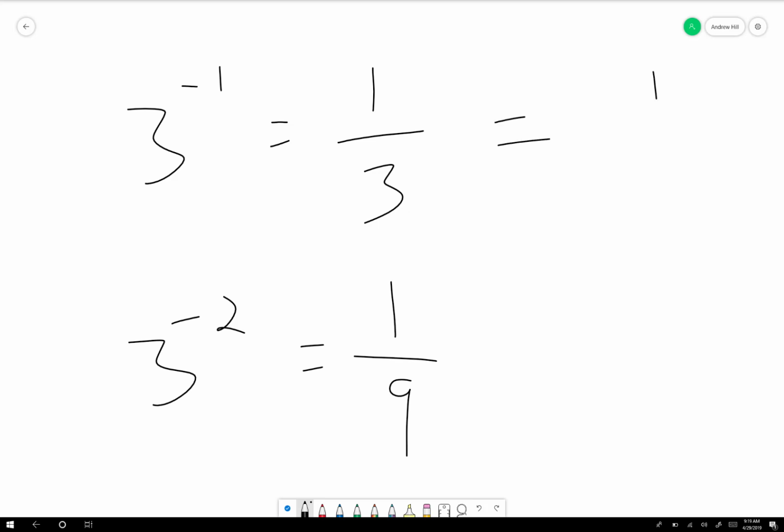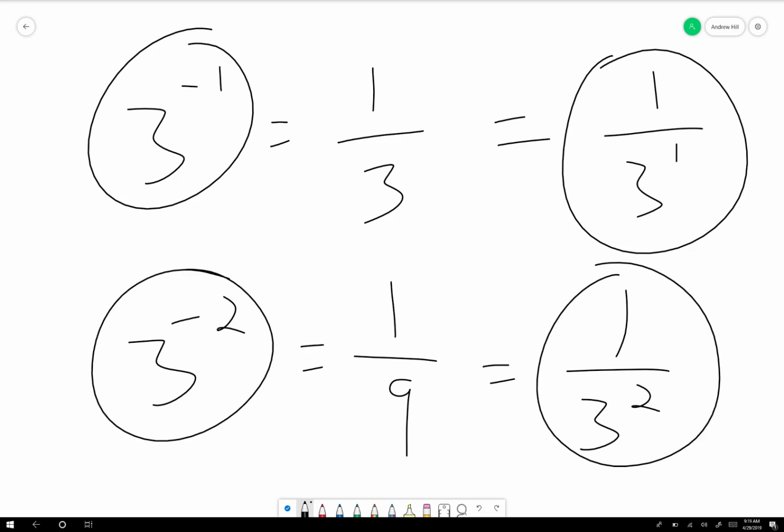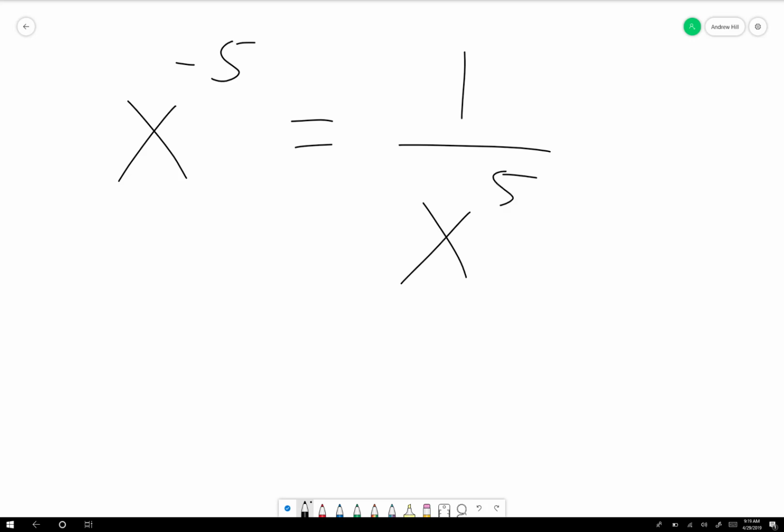Another way you can notice what's going on here is that these are powers of 3, but they're just reciprocals. They're just fractions. So 3 to the negative 1 comes out to 1 over 3 to the first, whereas 3 to the negative 2 comes out to 1 over 3 squared. So it seems that raising a number to a negative power, let's say, I don't know what x is, but let's say I raise it to the negative 5, that can also be thought of as 1 over x to the 5th.